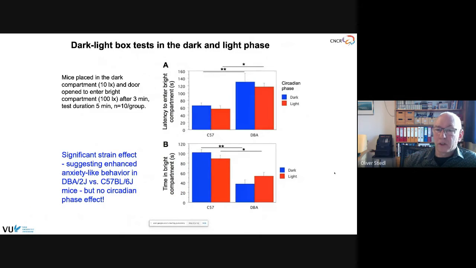Another issue is, of course, that most of the tests are done in the circadian phase or in the light phase. So we used and we compared 2 different strains.